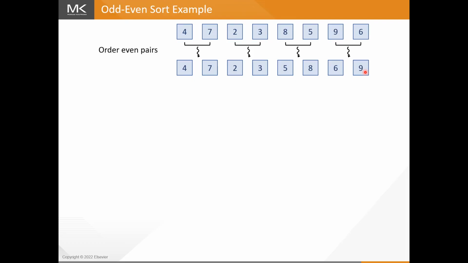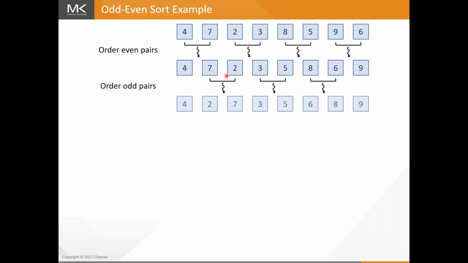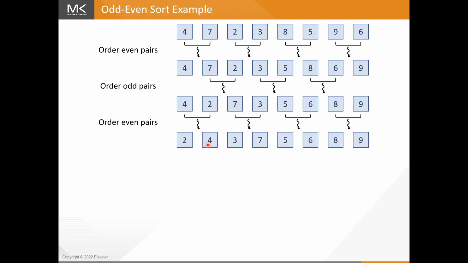Then I will do another iteration, but this time I'm going to assign the threads to the odd pairs. So here, this thread will be responsible for sorting elements 7 and 2, here 3 and 5, here 8 and 6. So this thread will sort them, become 2 and 7. This one will keep them as is, and this one will make them 6 and 8.